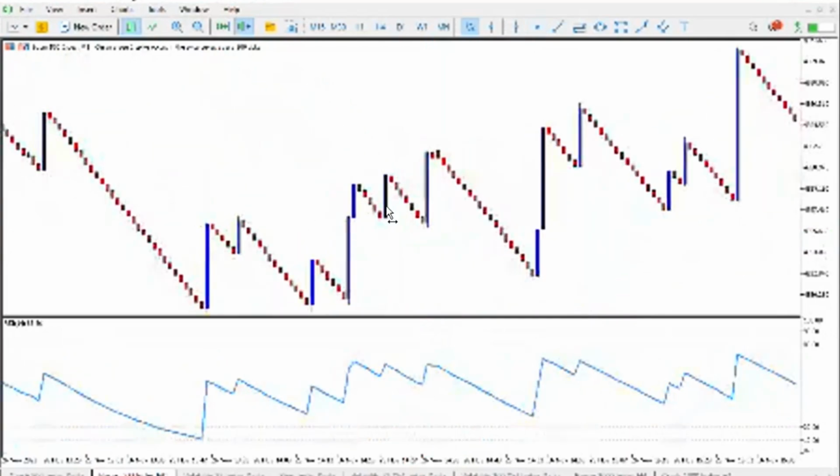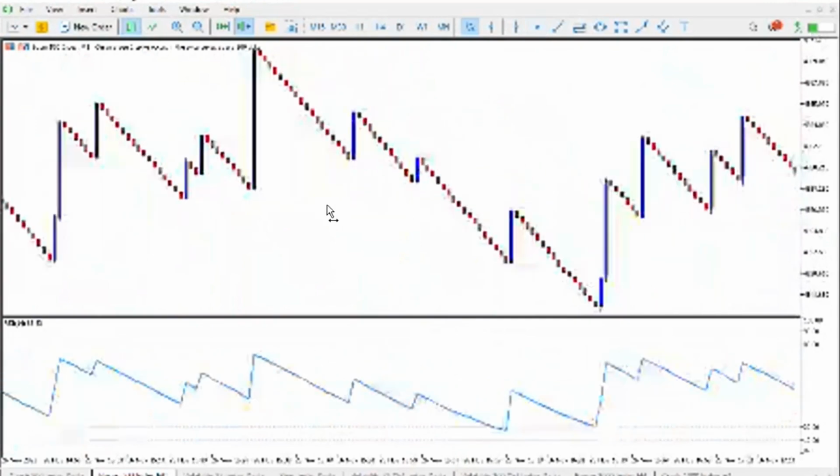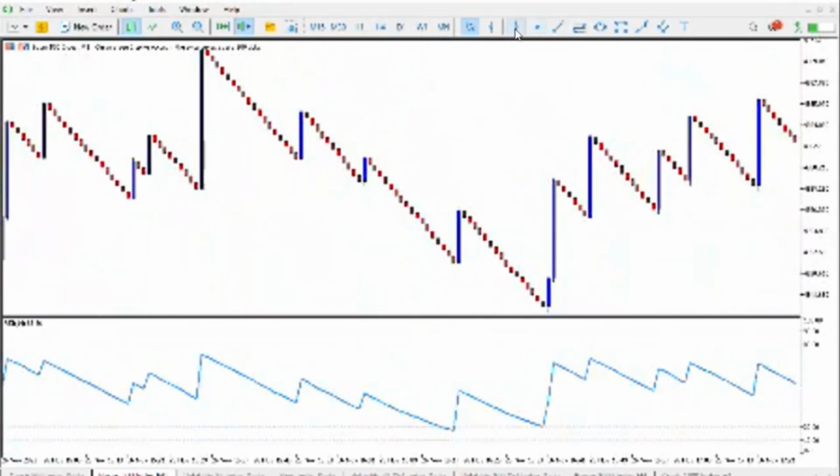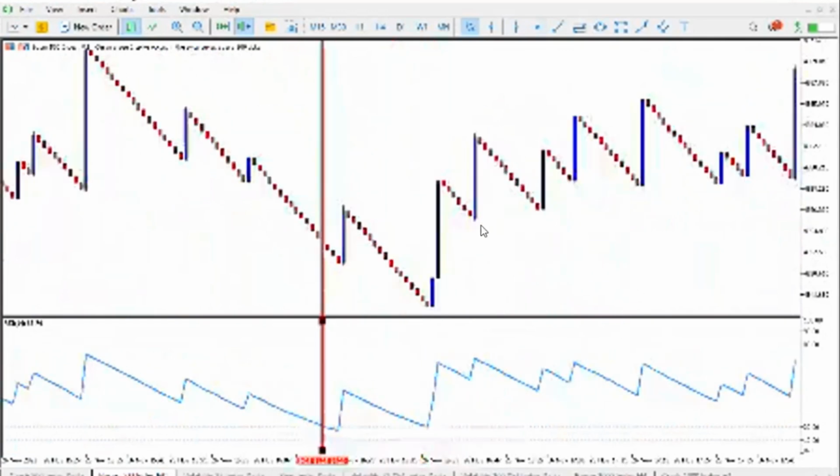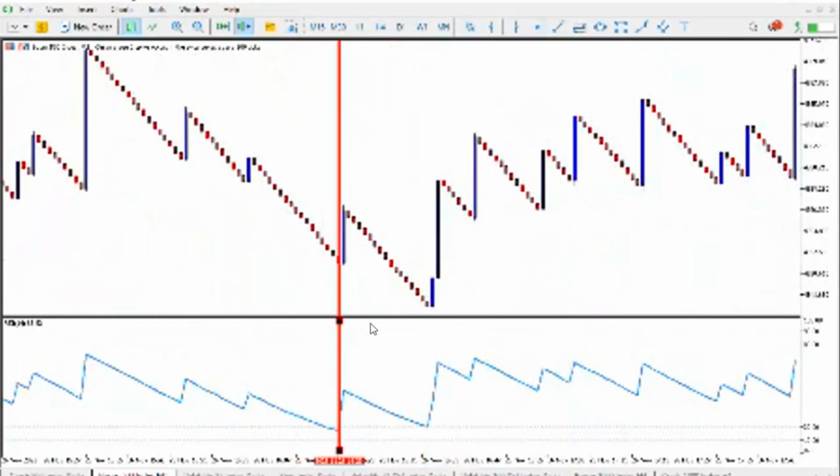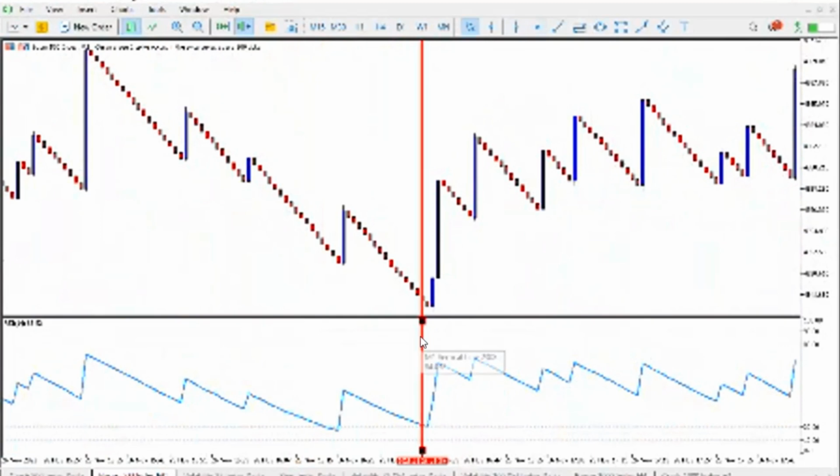Okay, then now let's go again. We're looking at all the scenarios where it touched that 20 level. The same thing again, small profit, the market kept going back against you. All right, but then in this scenario it worked. In this scenario it worked.